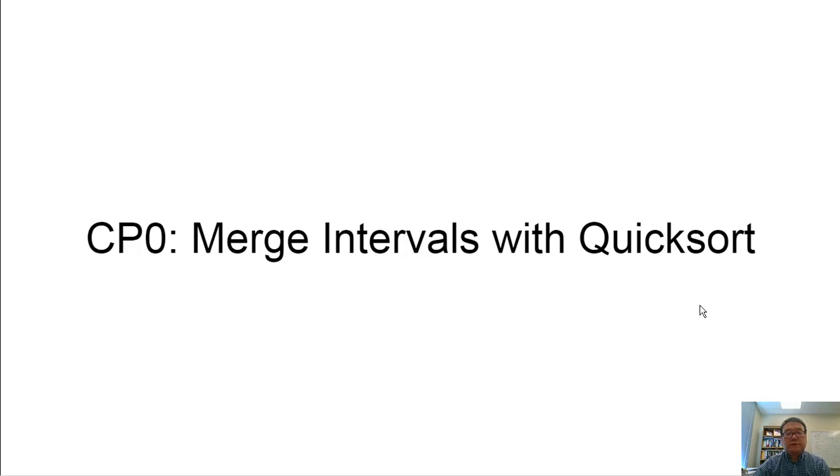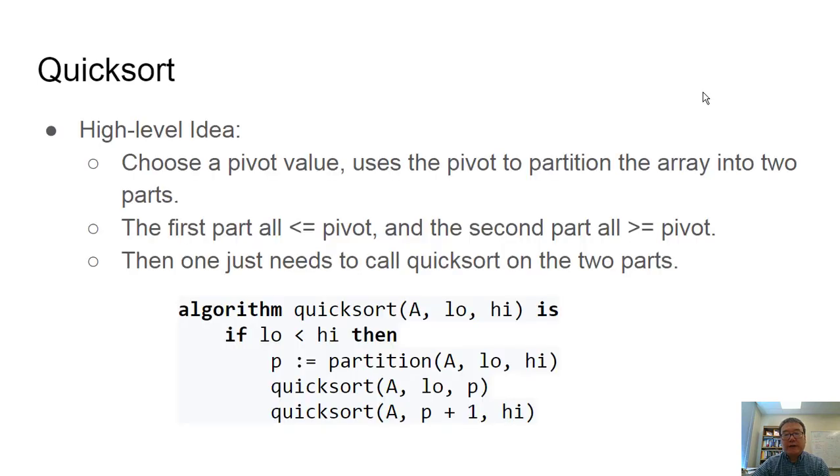Now let's look at the first example problem, merge intervals with quicksort. In fact, my plan is to first talk about the quicksort algorithm, and then we'll look at this particular problem. So the high-level idea of quicksort is we pick a value that's called the pivot value from the array to be sorted. So out of all the n elements, we pick one.